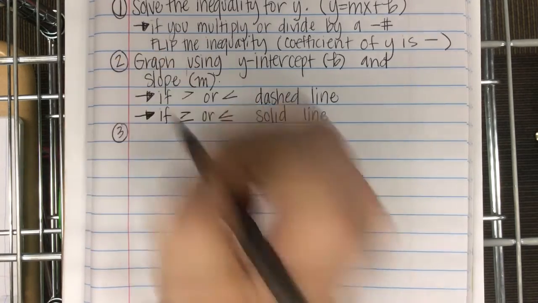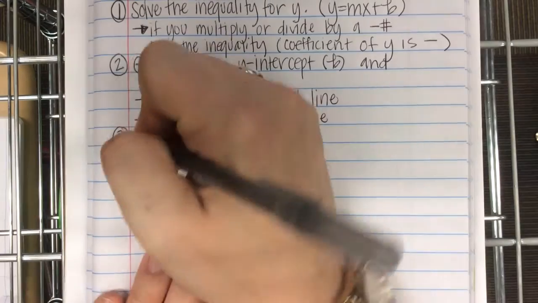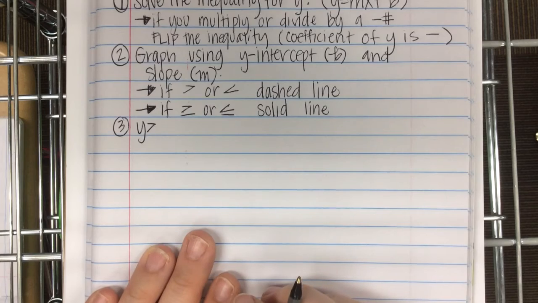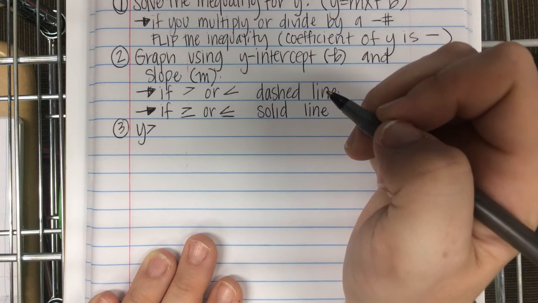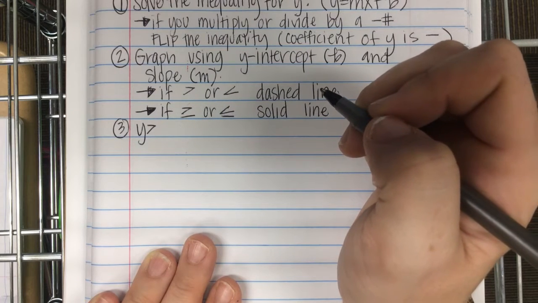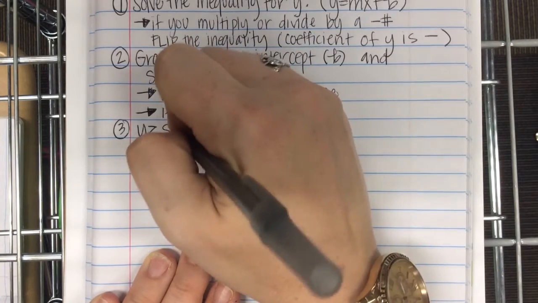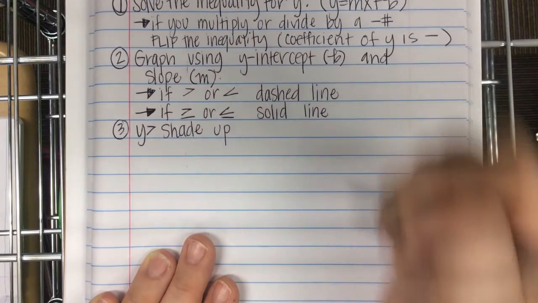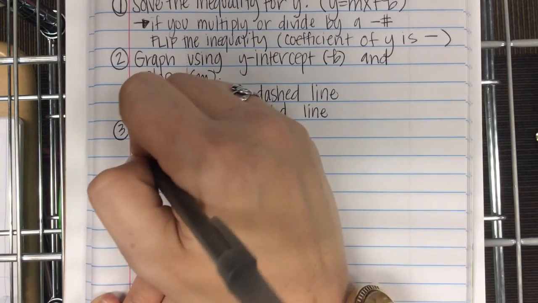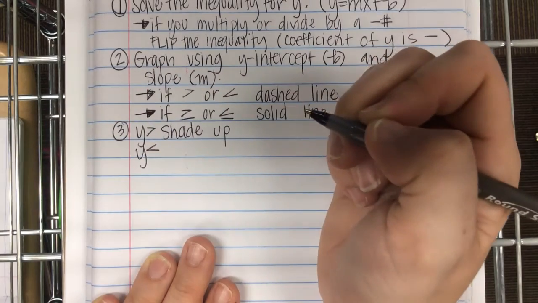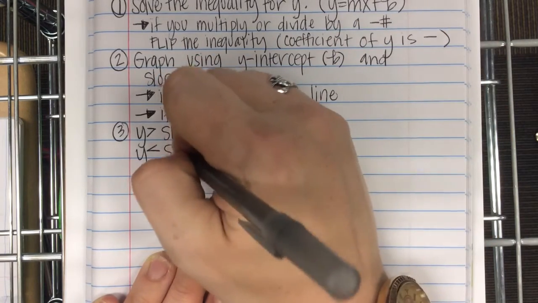And third part is brand spanking new. If y is greater, which way does the y-axis go in a graph? Upwards. Up and down, right? It's vertical. So if y is greater, which way are you going to shade? Shade up. If y is less than or equal to, which way does y get smaller? Shade down.